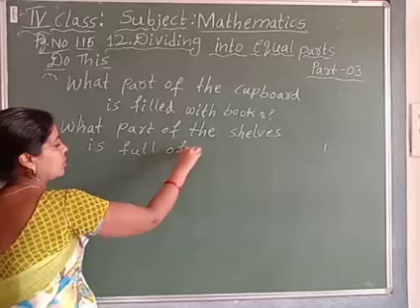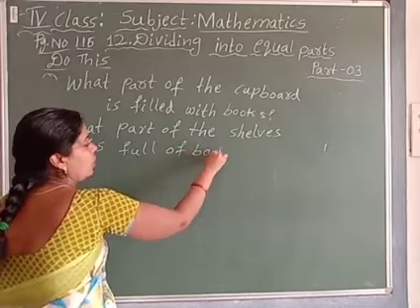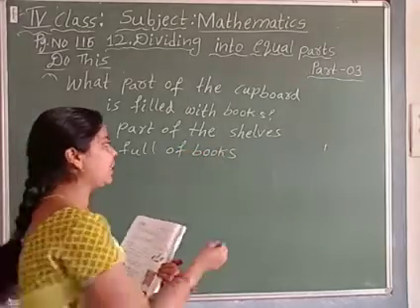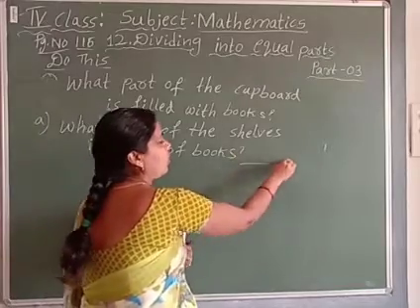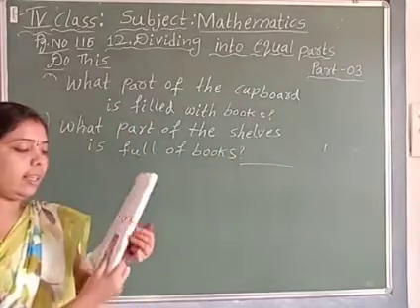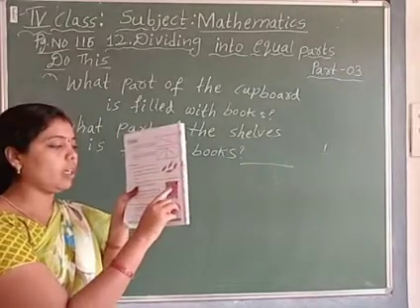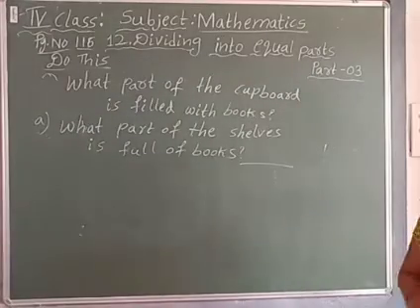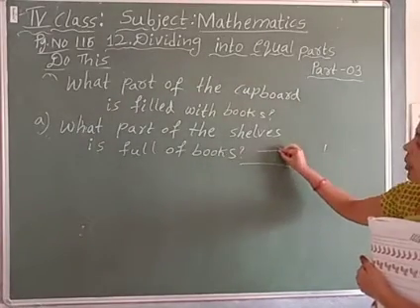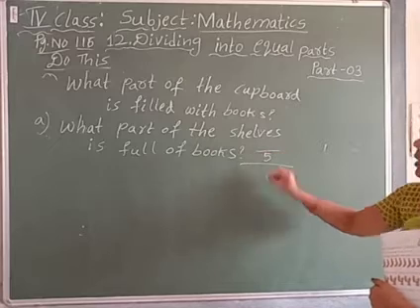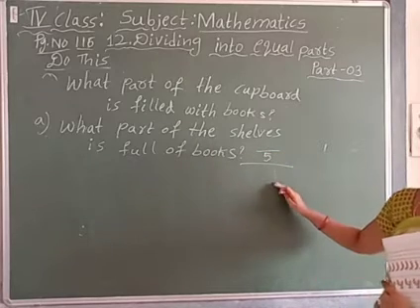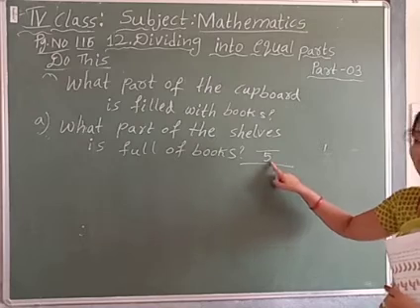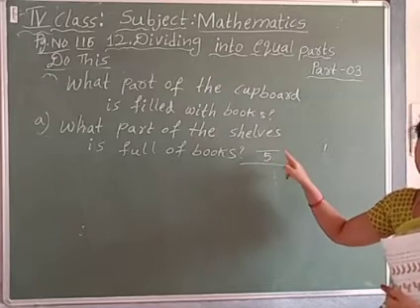Full of books. So you write the fraction. So which line to write the fraction? So total how many shelves are there here in that cupboard? 1, 2, 3, 4, 5, no? 5 shelves, yes. So that number you will write in the denominator place. When total how many shelves are there, that number only you write in the denominator place.